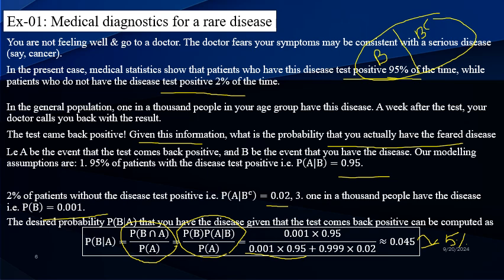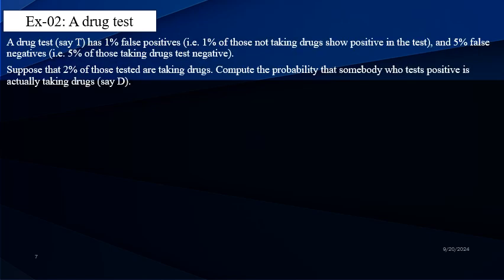So this is one example of Bayes rule. Another example, we can talk about drug tests. Bayes rule is very much applicable in drug tests as well. If a pharmacist is coming with a new drug, then they always apply some kind of investigation. So say a drug test has 1% false positive. That is, 1% of those not taking the drug show positive in the test. They are not taking the drug, but when they go for the test, it reads positive. That one is a false positive. And 5% false negative.